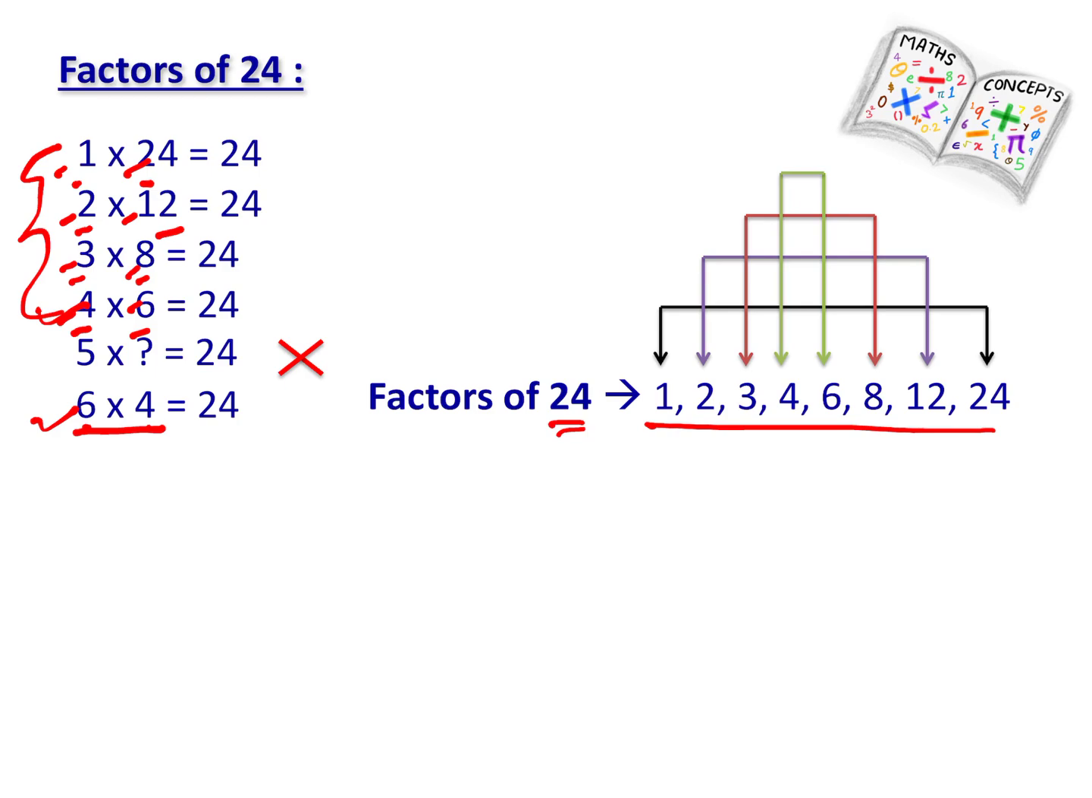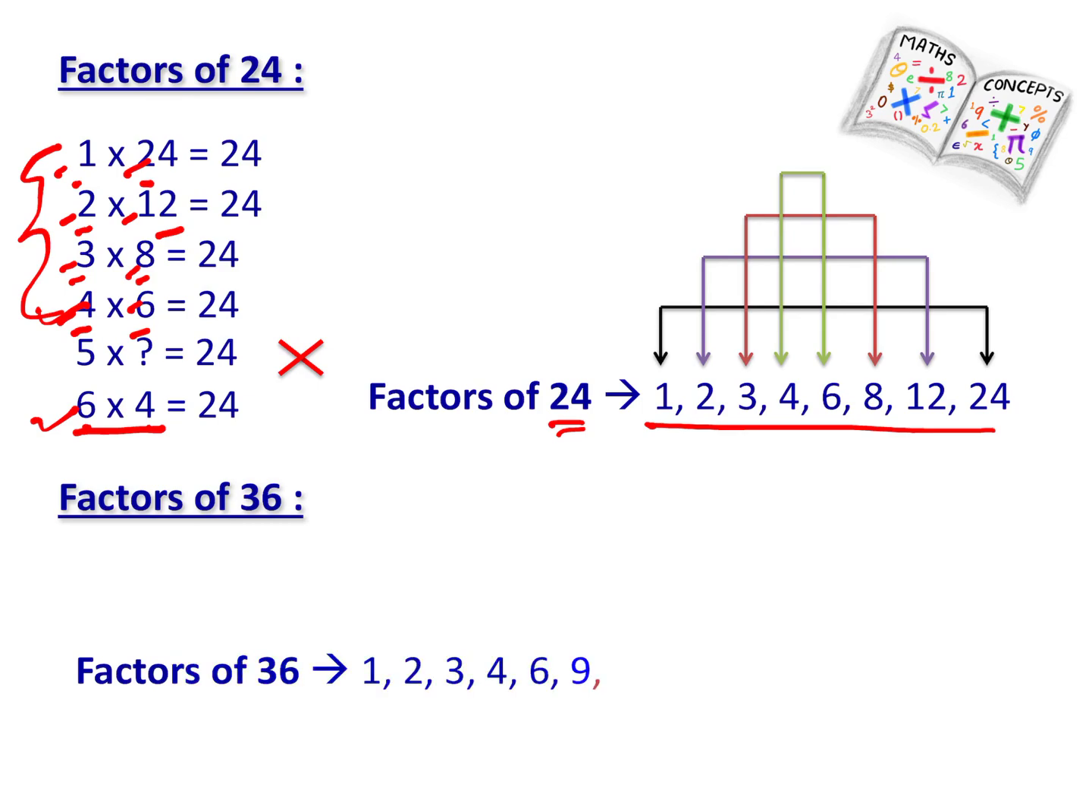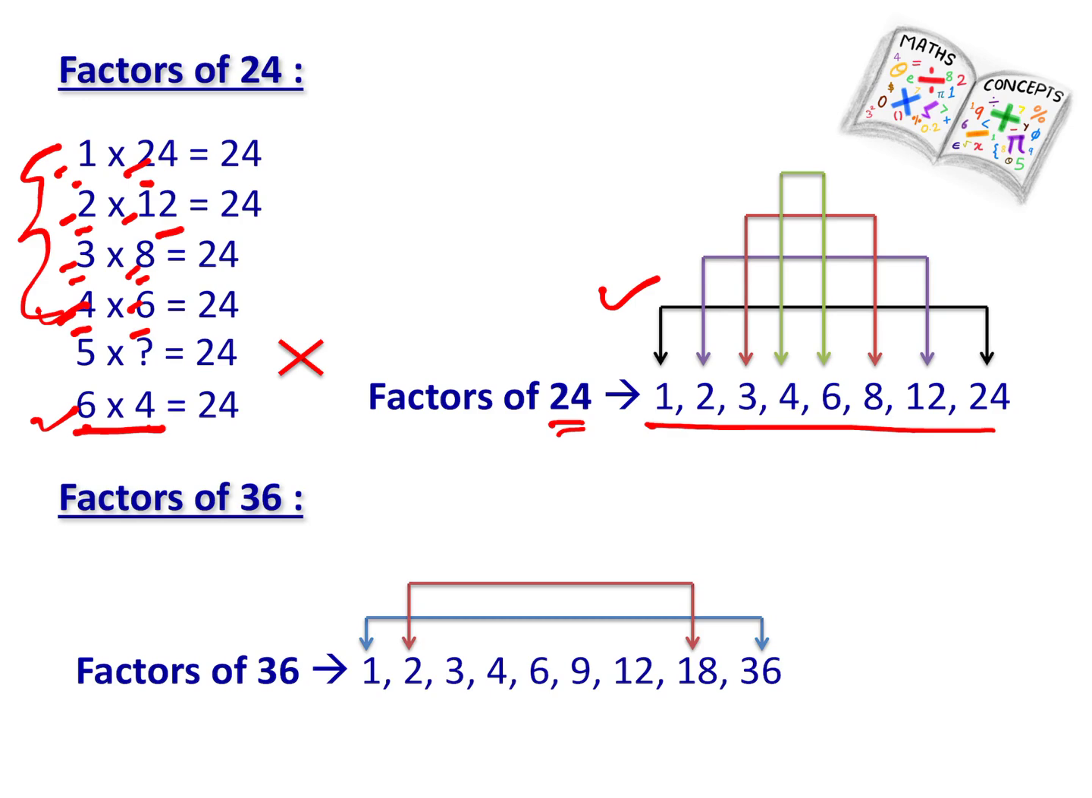Alright, let's take another example. Factors of 36. Here I have found out all the factors of 36 mentally. So the factors of 36 would be 1, 2, 3, 4, 6, 9, 12, 18, 36. Okay. Now I'll again use this method to find out whether I've covered all the factors. Okay. So I'll pair first and last number. 36 into 1 is 36, 2 into 18 is 36. Yes, 18 2s are 36, 12 3s are 36, 9 4s are 36, and the only number remaining is 6.